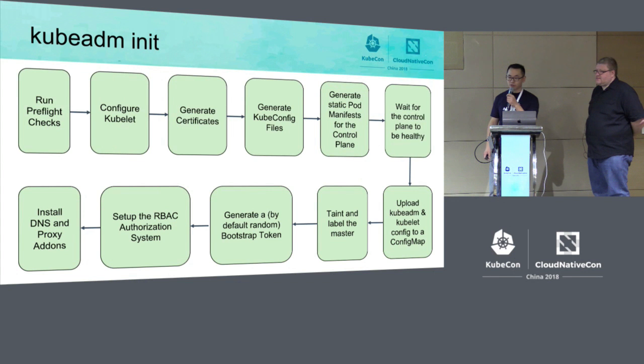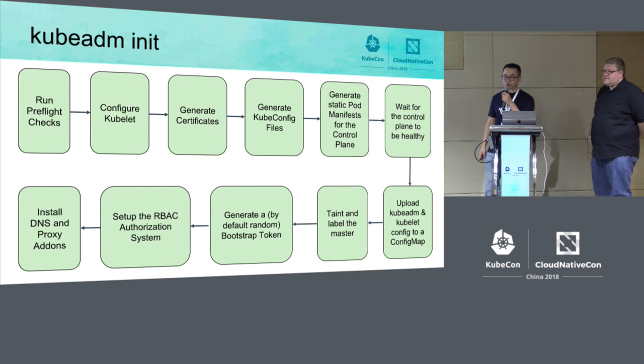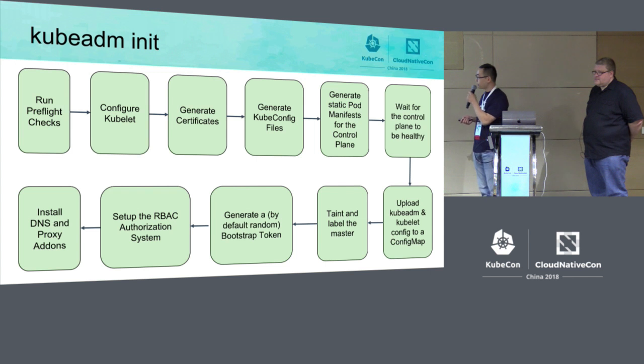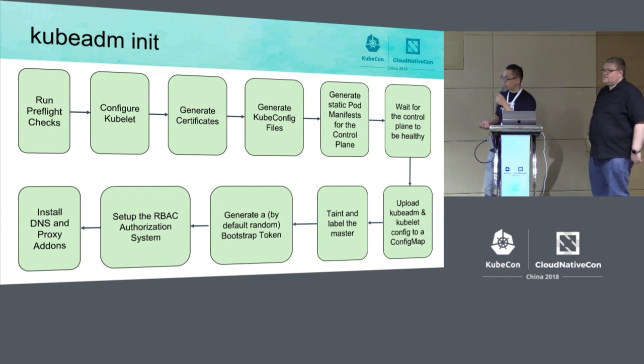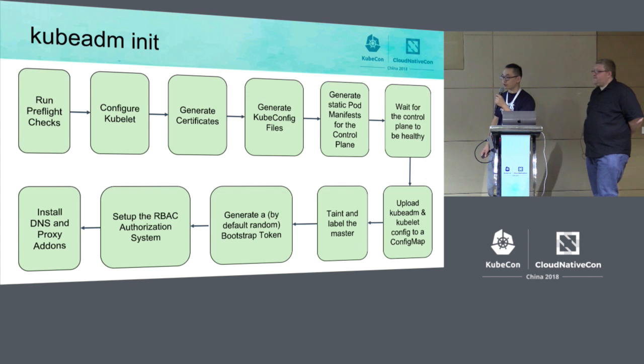For example, on the master, to check whether it is ready for bootstrapping a master or the control plane, we will check the port usage, whether there is a port conflict during bootstrapping the API server, the scheduler, or the controller manager. And it will also check whether etcd is running locally, to make sure that the data will not be skipped or deleted during the new static pod. And the next step is to configure kubelet. It will write kubelet configs to the disk and try to restart the kubelet.